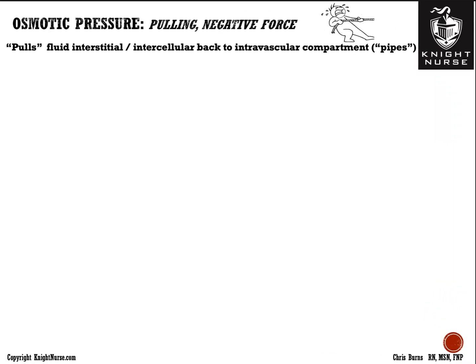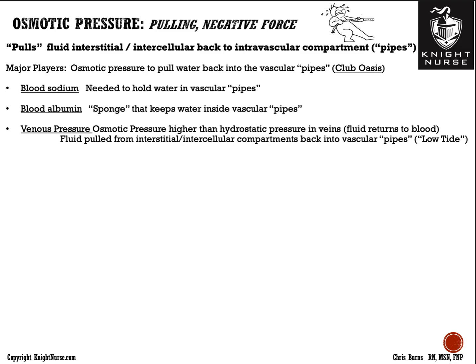Now, when we look at the osmotic pulling pressure, that's the pressure that pulls fluid from the interstitial intercellular compartment back into the intravascular compartment of the pipes. Major players were osmotic pressure to pull that water back into the vasculature. That's Ladies Night at Club Oasis. Also, the players were blood sodium and blood albumin, which act as sponges to suck the water and pull the water back into the vascular pipes.